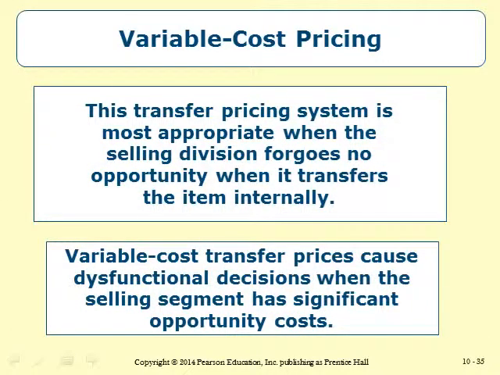A variable cost transfer pricing system is most appropriate when the selling division forgoes no opportunities when it transfers the items internally, for example, when there is plenty of excess capacity in the selling division. Variable cost transfer prices cause dysfunctional decisions when the selling segment has significant opportunity cost.